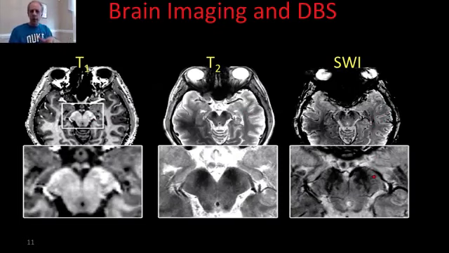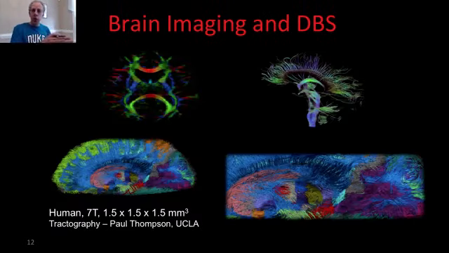So the subject is in the magnetic resonance machine. It's the same hardware, but you change the software a bit, and you can get different things like T1, T2, susceptibility-weighted imaging, and of course, diffusion imaging, as we just saw. And you try to combine all of these.